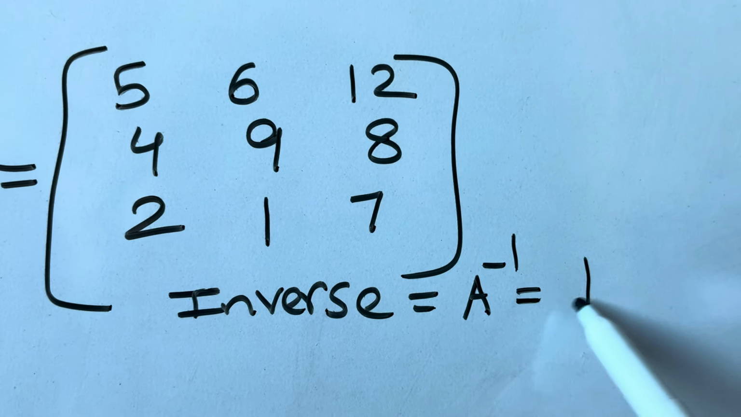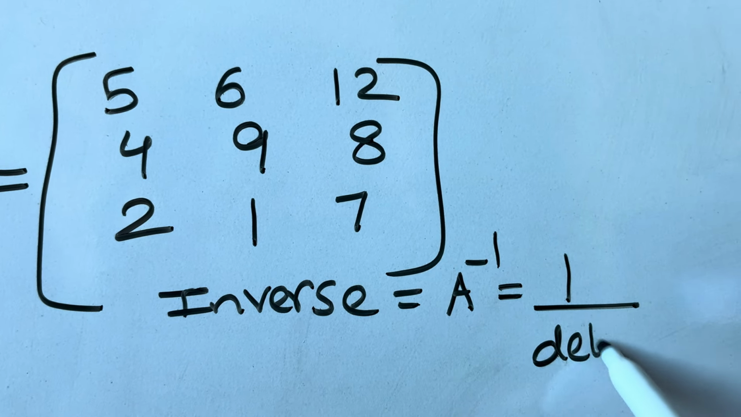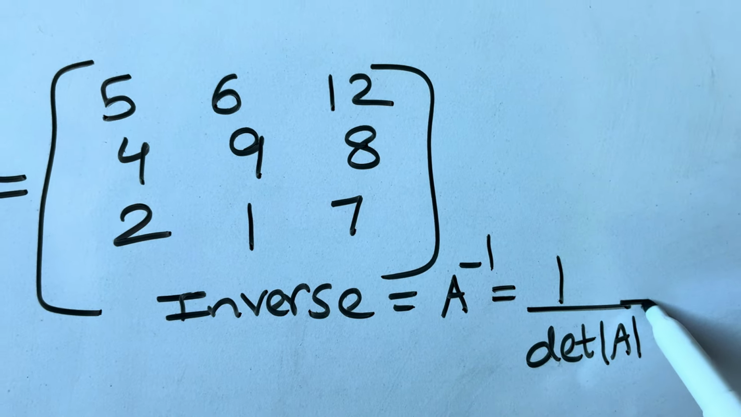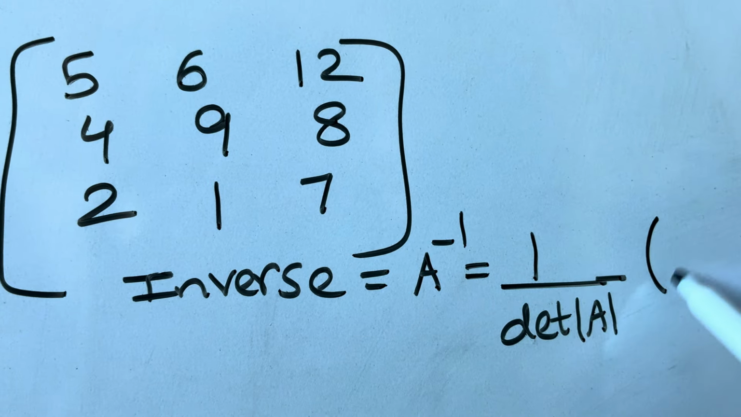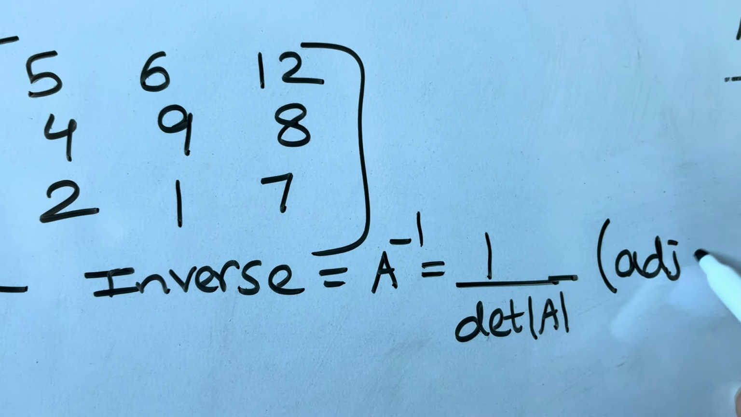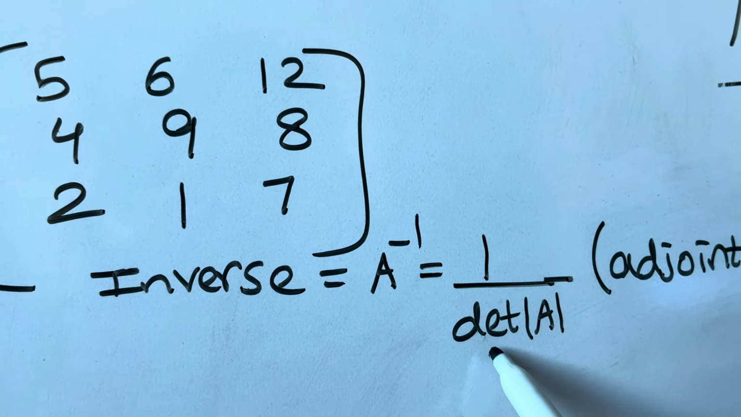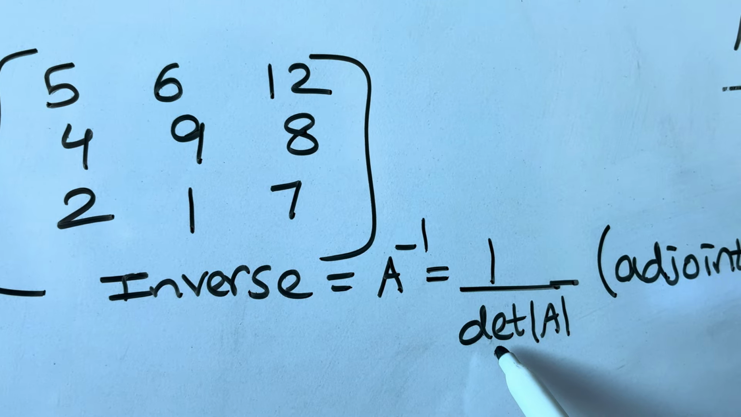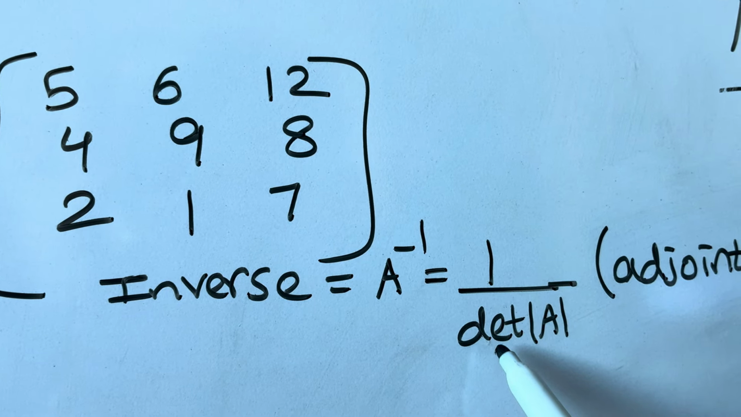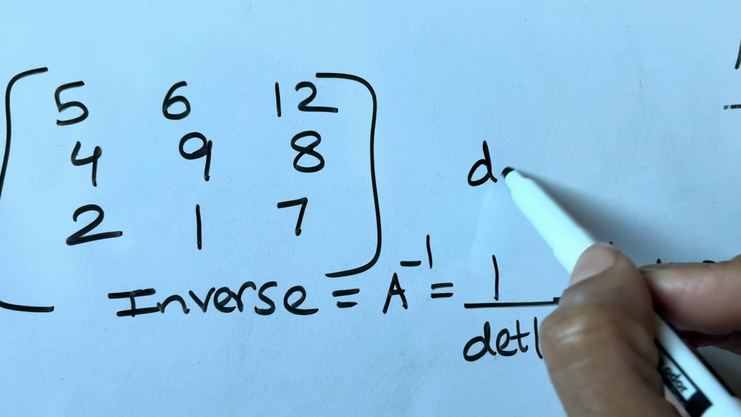It can be found by taking 1 over the determinant of the matrix, multiplied with the adjoint of the matrix, adjoint A. And the determinant, in my earlier videos I have shown you how to find the determinant of a matrix. Let me write down the formula for that.